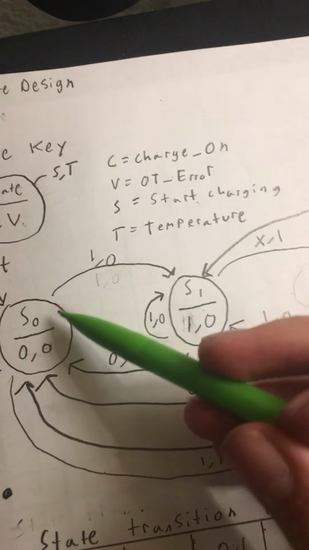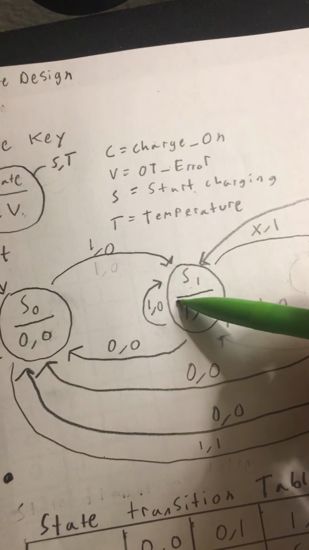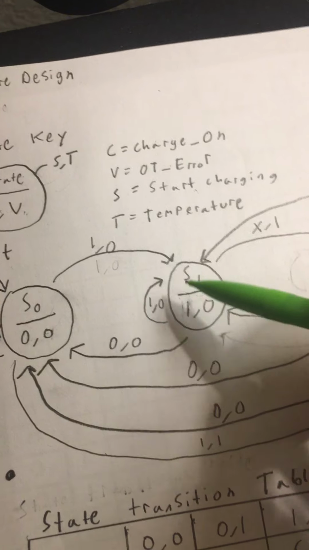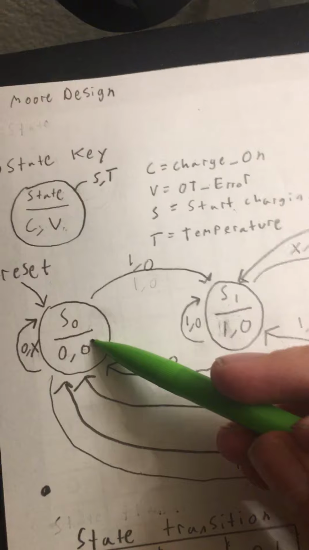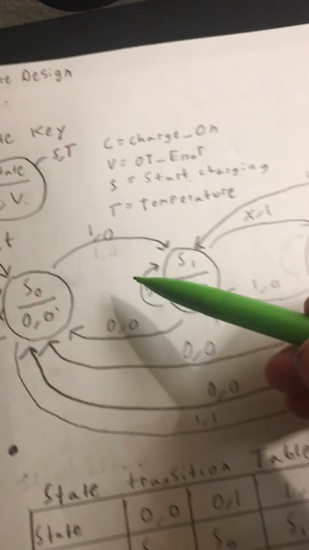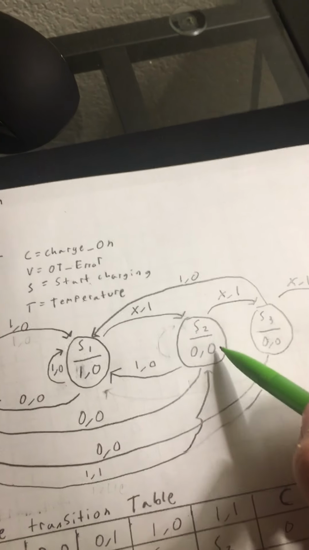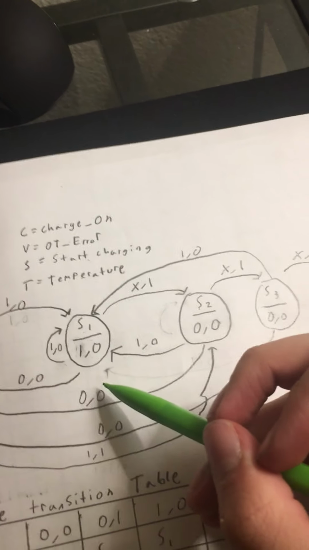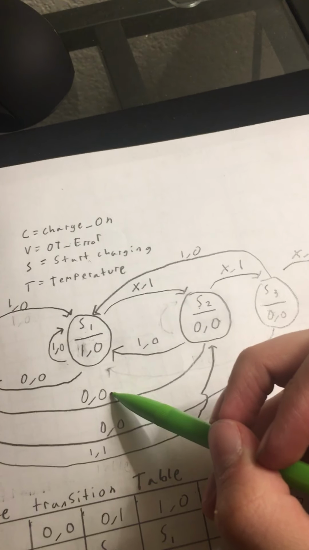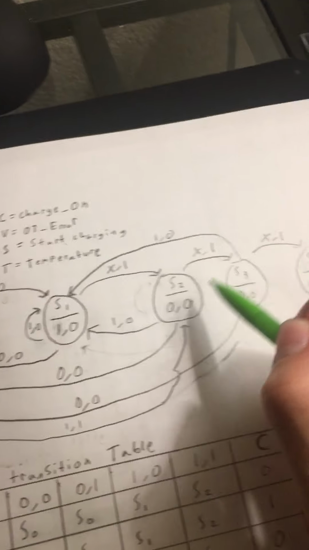Now if you want to transition to the charging state, which is this one, you're going to put in a 1, 0, and if you're in the charging state, if you put a 1, 0, then it's going to stay in the charging state, but if you put in a 0, 0, it's going to transition back to the reset state. And this applies to S2 and S3 as well. If you're in S2 or S3 and you put in a 0, 0 for the charge on and the temperature input, it's going to go back to S0 for both this state and this state.